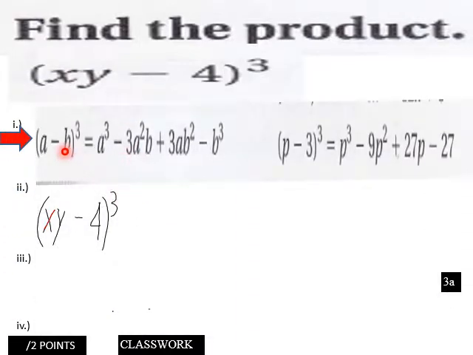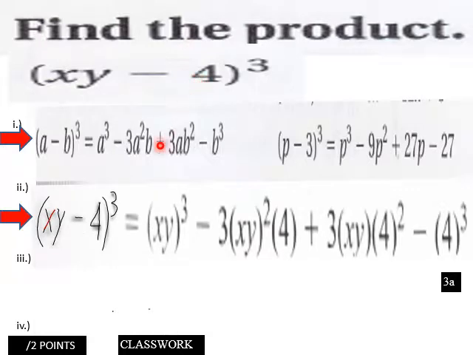So we use patterns here with a difference of a cube. We have a pattern here that we can multiply this out, a minus b cubed. This is the pattern here, and then we're going to use that. Here's another example of a difference of a cube pattern, what we would do in this situation here, p minus 3 cubed. This will be how you would plug in your numbers into that.